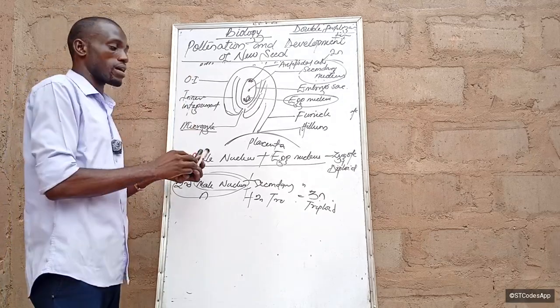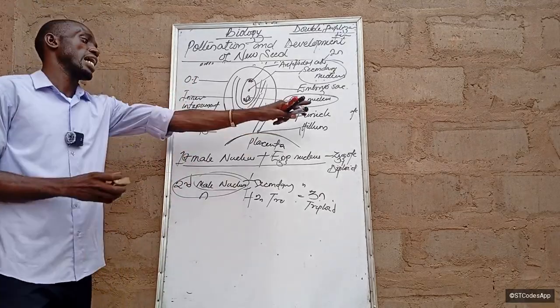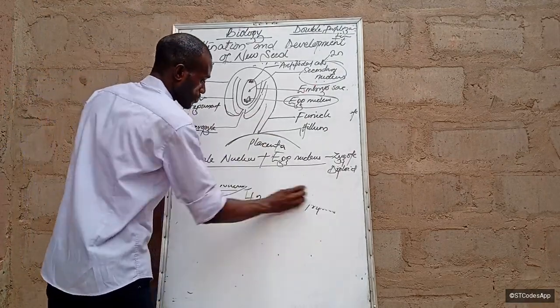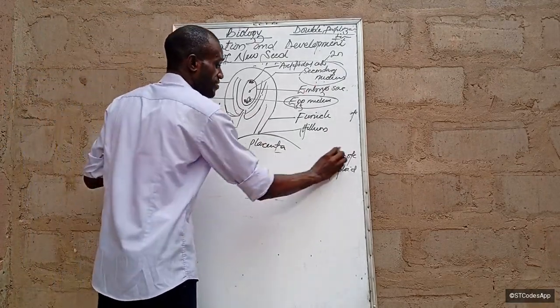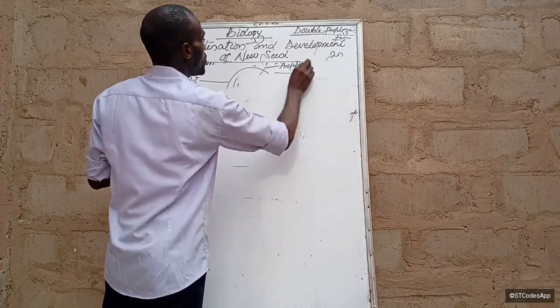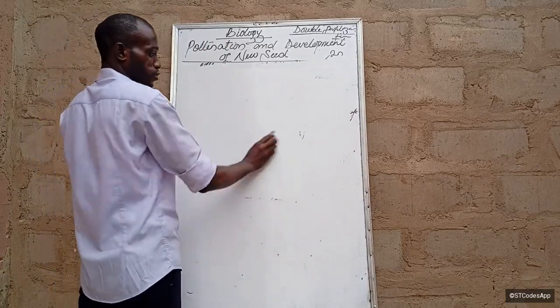So, once this happens and there's fertilization, our zygote is formed. Now, with the formed zygote, what do we have? We already have a new organism. Do you understand? Now, the new organism is basically a fruit.